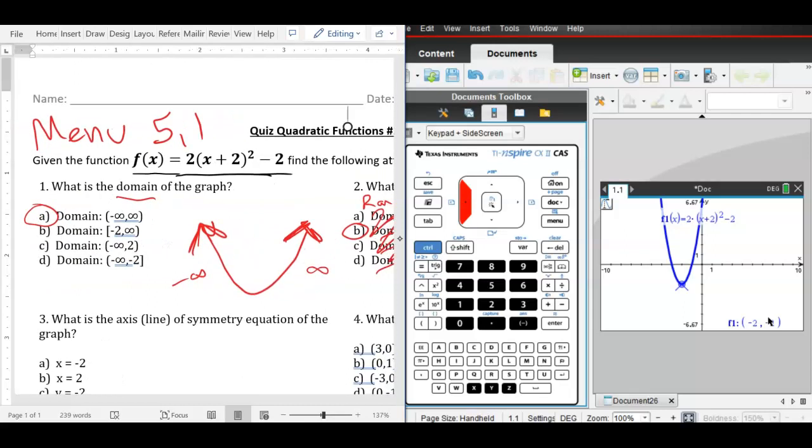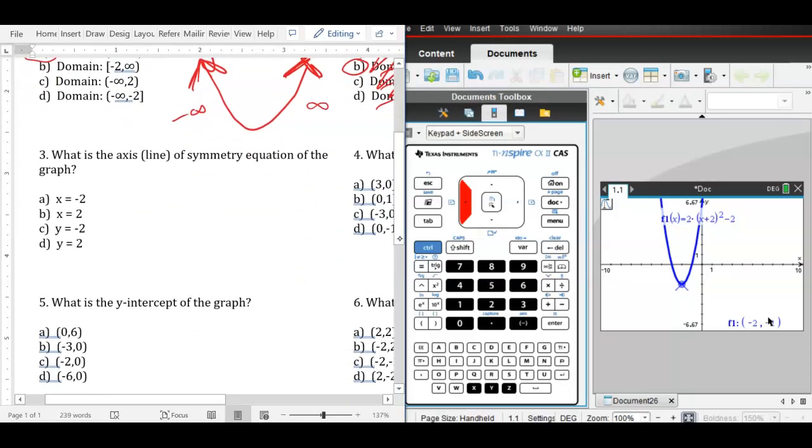All right. Number 3, what is the axis line of symmetry? So remember, axis, x is always x equals, and it's h, the x value of the vertex. So x equals -2, and you can see on this graph it goes straight up and down through -2 right there. Okay.